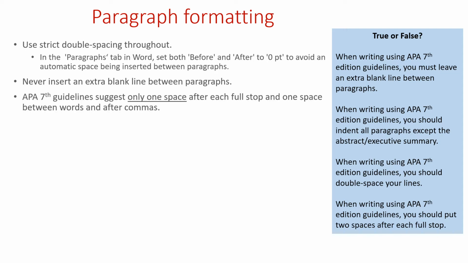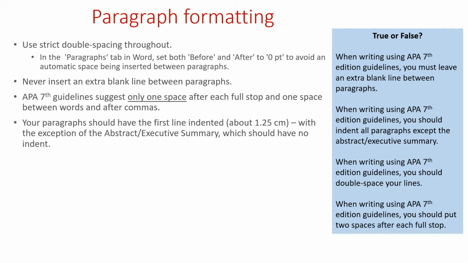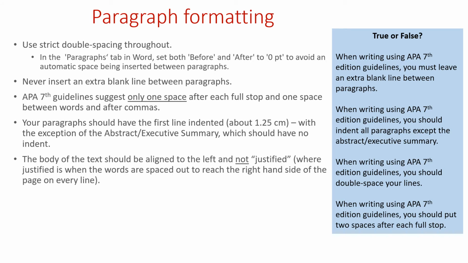APA 7th guidelines suggest you only have 1 space after each full stop and 1 space between words and after commas. This is slightly different from previous editions where they suggested 2 spaces after a full stop. So only 1 space after each full stop. Paragraphs should have the first line indented, about 1.25 centimeters, with the exception of the abstract, or in the case of the assignment, the executive summary, which should not be indented.